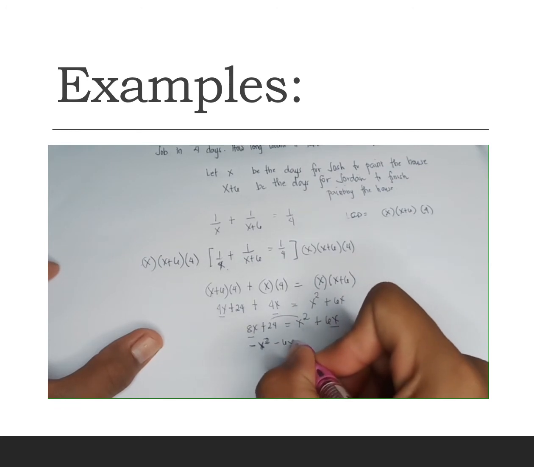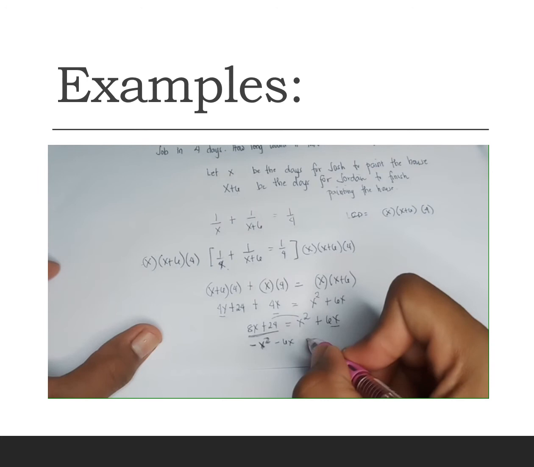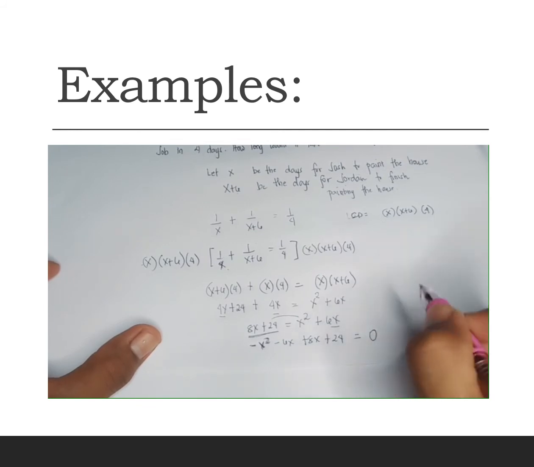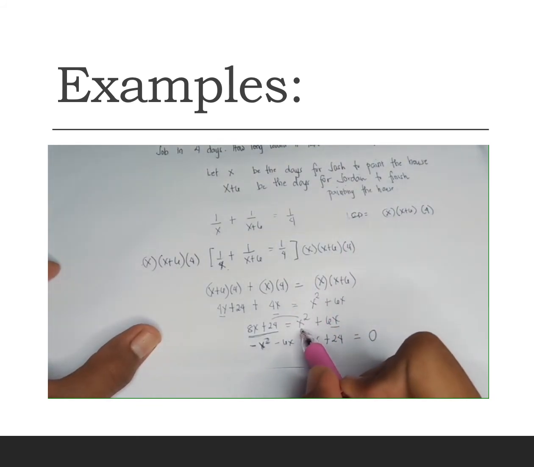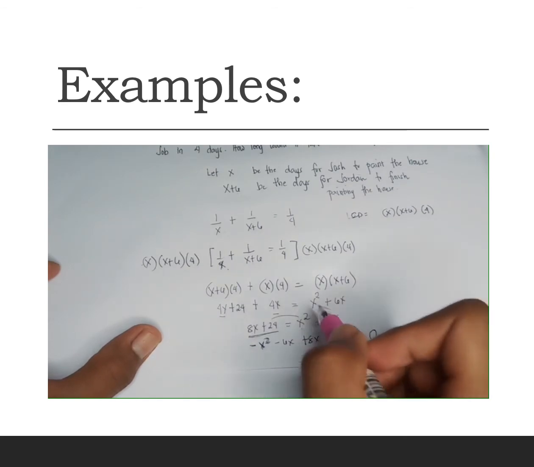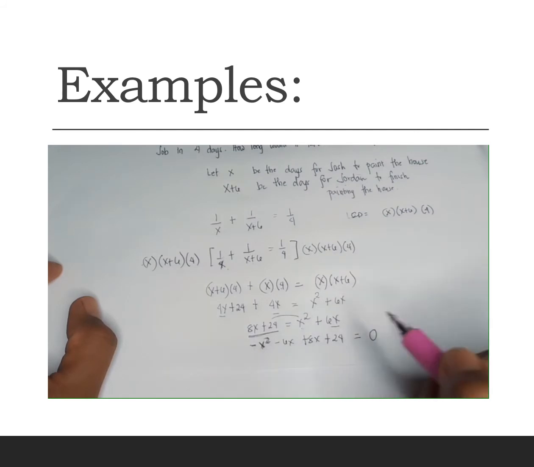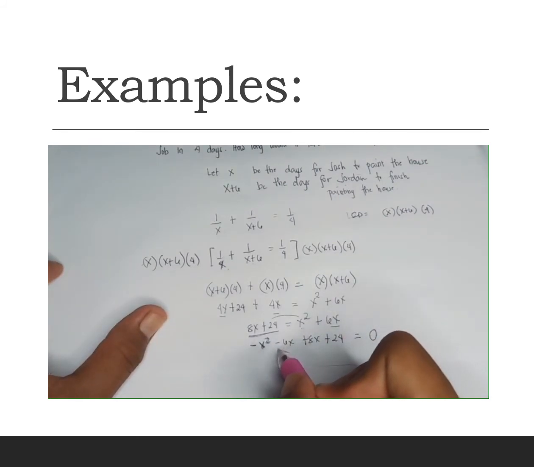Negative 6x. Then what was previously on the left side, so we have positive 8x plus 24 is equal to 0. Since nothing is left on the right side, since we transpose that into the other side, the x squared goes to the other side, and the 6x. So now, let's simplify the common terms.